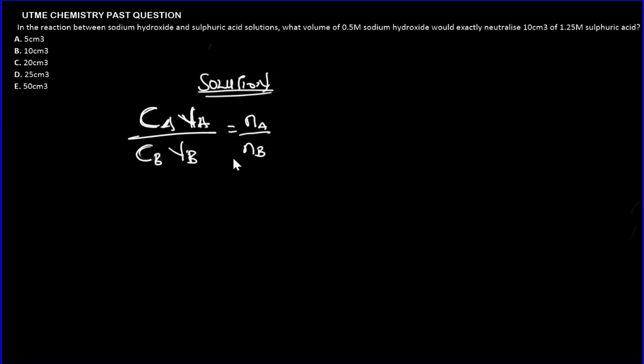Balanced chemical equation is very, very important because it enables us to know the correct number of moles of the acid and the base. So let's write the balanced equation for this reaction. So we have sodium hydroxide reacts with what? Sulfuric acid, which is H2SO4.